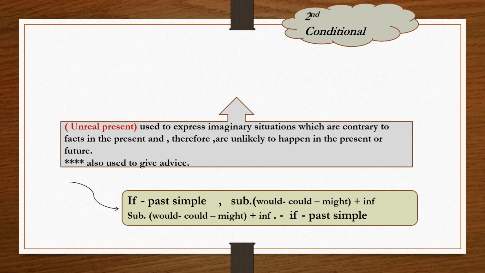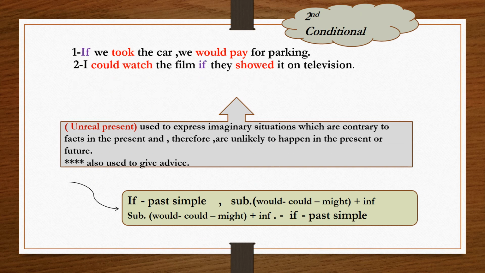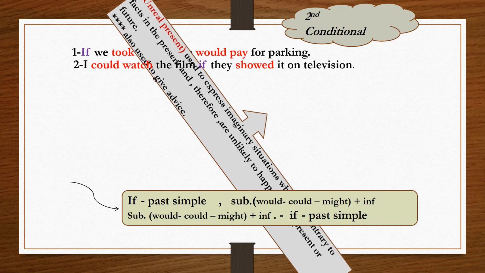The second conditional. We use the second conditional to express imaginary situations which are contrary to facts in the present or unlikely to happen in the present or the future. Also, we can use the second conditional to give advice. Like I say, if we took the car, we would pay for parking. I could watch the film if they showed it on television.